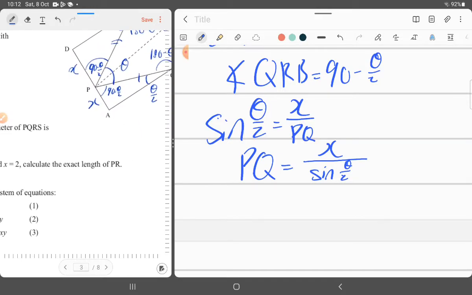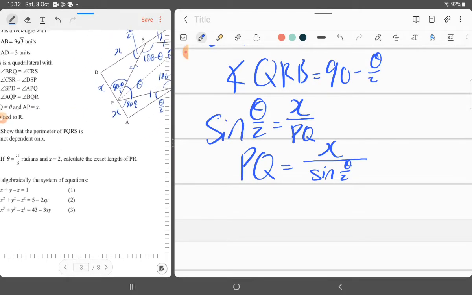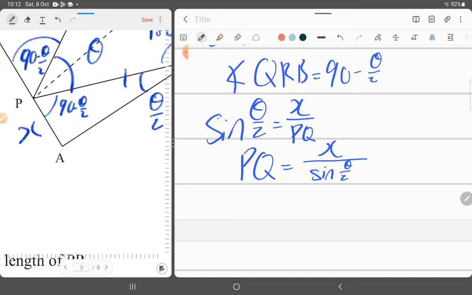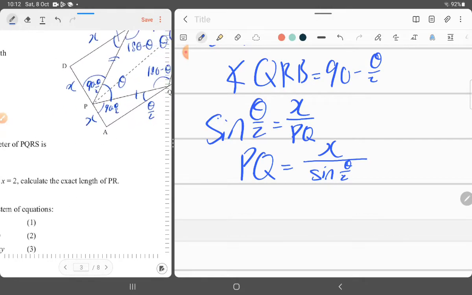Oh, wait. No. Wait. Oh, no. It says angle APQ is theta.